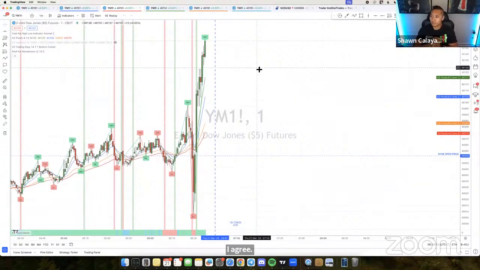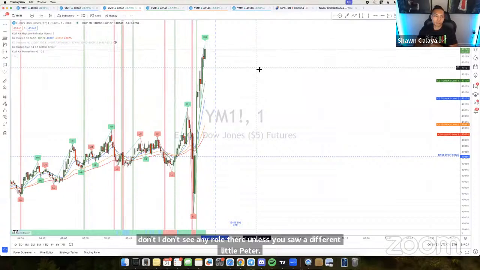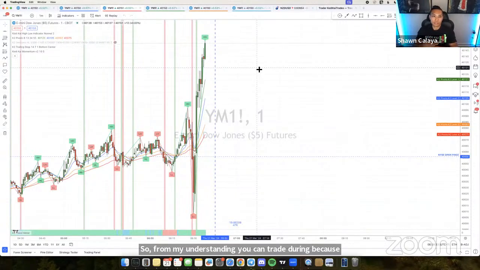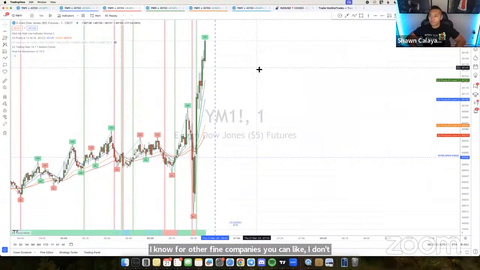Peter said we cannot trade PAs during news, isn't it? I believe so. I don't see any rule there, unless you saw a different rule, Peter. So from my understanding, you can trade during news. They don't care. I know for other funding companies you can't. Like, I think for Top Step, for Take Profit Trader, you can't. But yeah, you could trade news. You could trade whenever you want for Apex. They don't care about news.